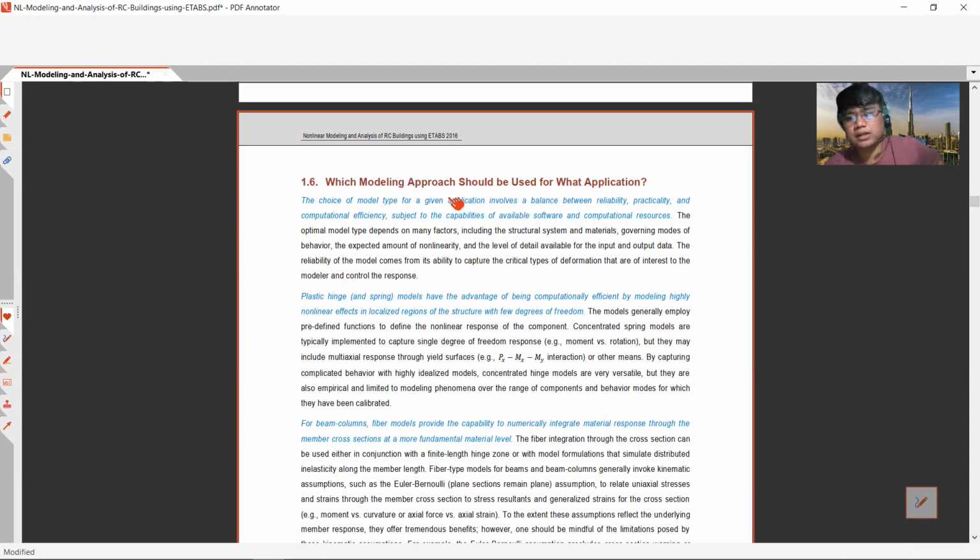So kunwari nga meron kang structure, then sobrang tagal naman siya isolve ng computer, o sobrang complicated yung structure, so parang napagastos lang yung designer or yung client. Syempre yung client babayaran yung engineer na magde-design sa kanyang building. Okay? Next is this one. Sorry, this one pa. Siyempre, yung reliability rin ng model comes from the ability to capture the critical types of deformation that are interest of the modeler and control the response.